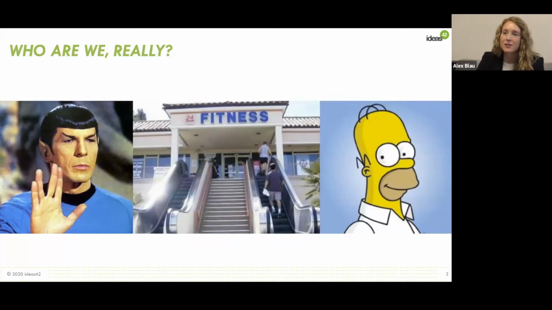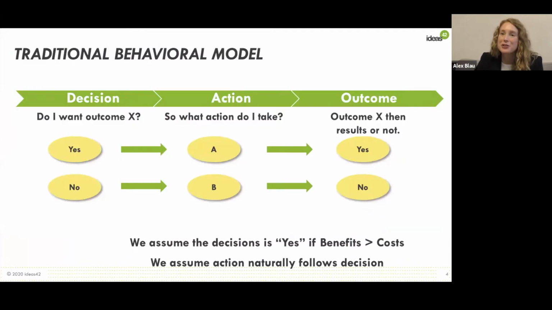If we think about what the traditional economic behavioral model looks like, it's deterministic and it's linear. The idea is that decisions are followed by actions, and then we get the outcome that we intend to get. So we assume that if the benefits outweigh costs, then we'll decide to pursue a decision, and that's a natural process. So let's think about that with a real life example.